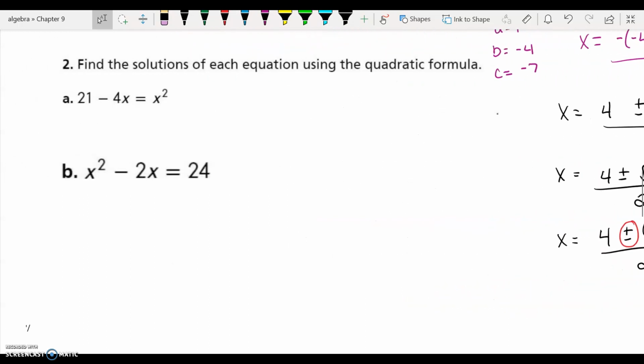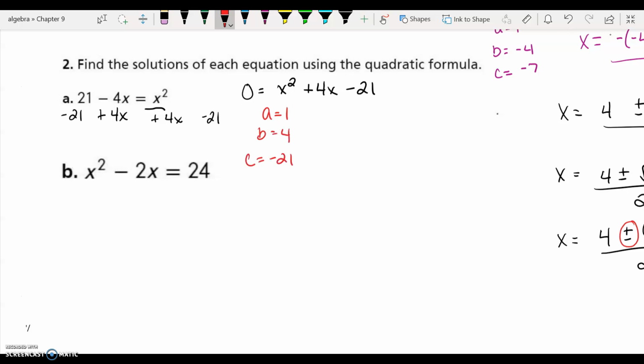We're going to try this again with this one. What I like to do is I like to keep my x squared positive. So I'm going to move these two to the other side. So 0 equals x squared plus 4x minus 21. Now I can go through. My A is 1. My B is 4. My C is negative 21.